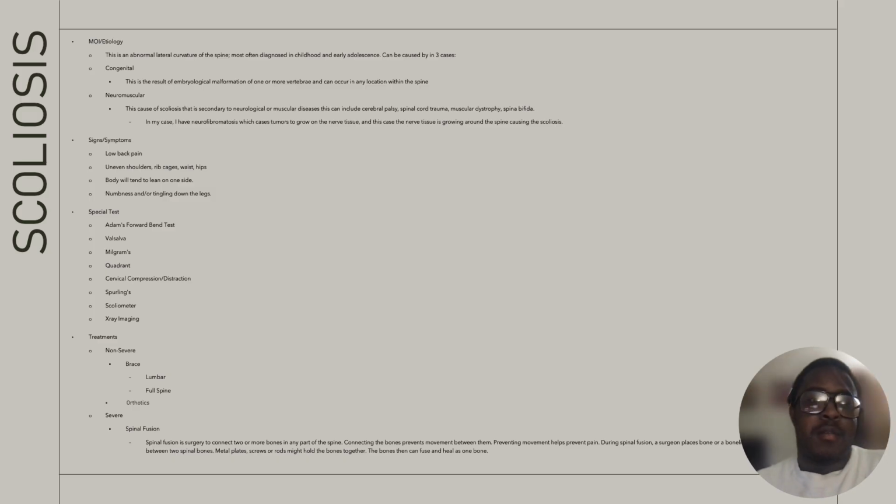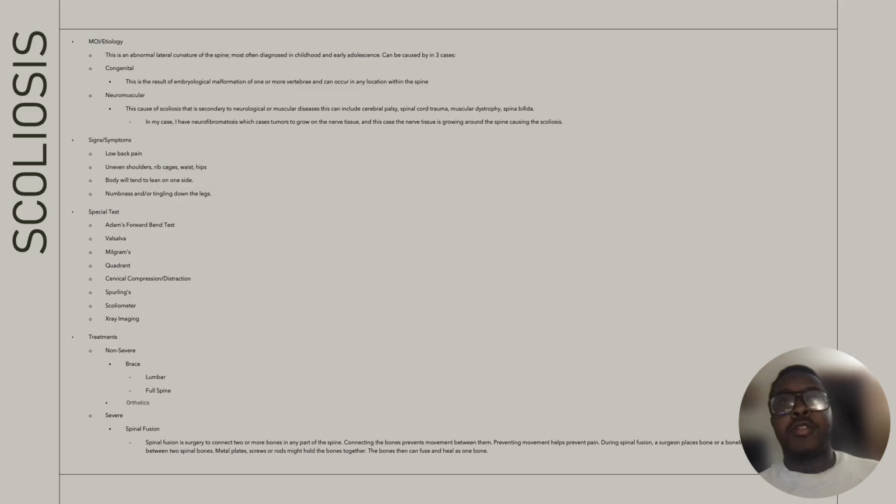Signs and symptoms can be low back pain, uneven shoulders, rib cages, waist or hips. The body would tend to lean towards one side, depending on what side your curve is on, as well as numbness and tingling down the legs.